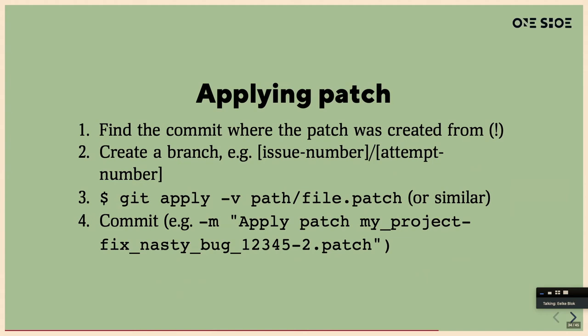Then you'll apply the patch using git apply. Minus V is for verbose, so that you can see what is actually happening there. And you commit the changes that the patch has made. Again, the message doesn't really make much difference, except for yourself. It's useful to actually report what patch you applied there. And that's it. That's where you have your patch applied and can continue working with it.